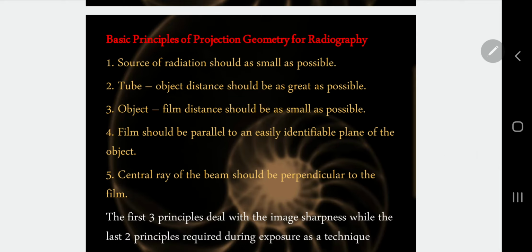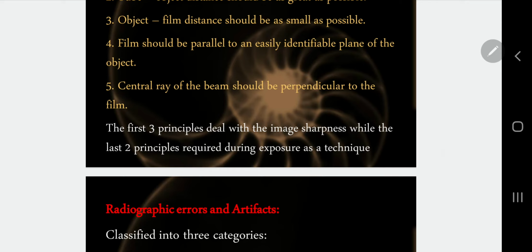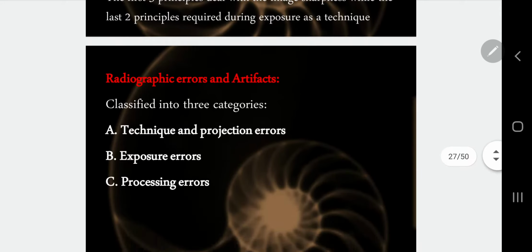Basic principles of projection geometry of radiograph. Source of radiation should be as small as possible. Tube-object distance should be as great as possible. Object-film distance should be as small as possible. Film should be parallel to the easily identifiable plane of the object. Central ray of the beam should be perpendicular to the film. The first three principles deal with image sharpness, while the last two are required during exposure as a technique.